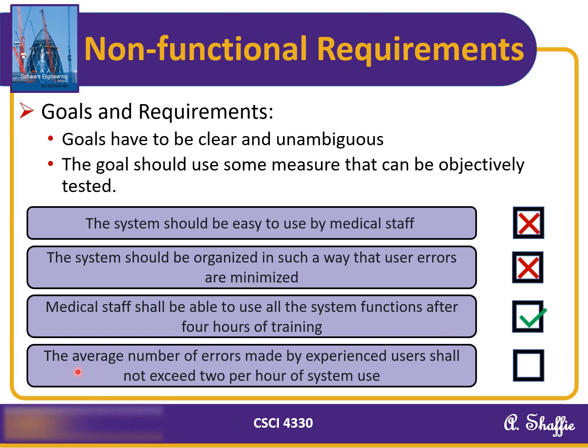The second one: the average number of errors made by an experienced user shall not exceed 2 per hour of system use. So I expect the number of errors to be 2 errors per hour. So now I have something to measure. If you make more than 2 errors, then I have a problem with the system. If you didn't exceed these 2, then your system is in good shape. So that way I'm changing the non-functional requirements that are unclear, ambiguous, and non-measurable into clear, unambiguous and measurable requirements.